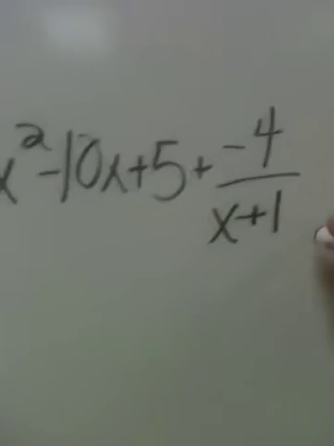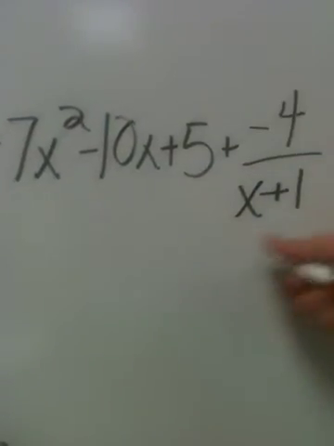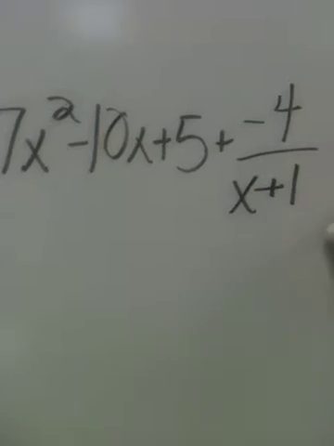So this is how you write the remainder. It's going to be the minus 4 over the original divisor.